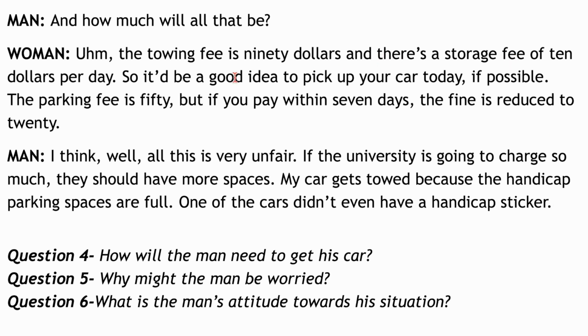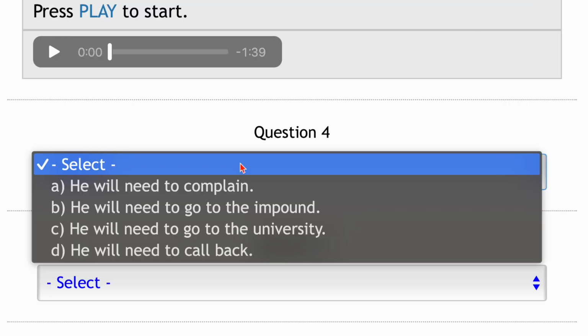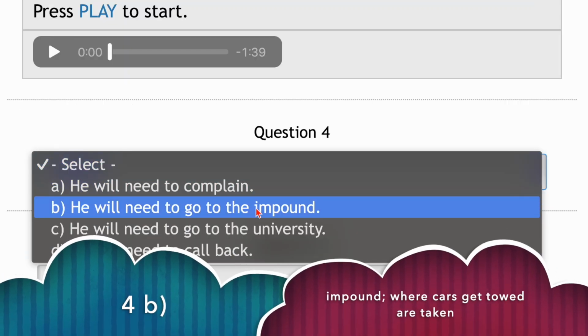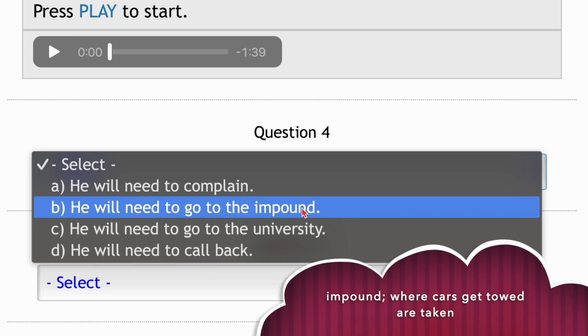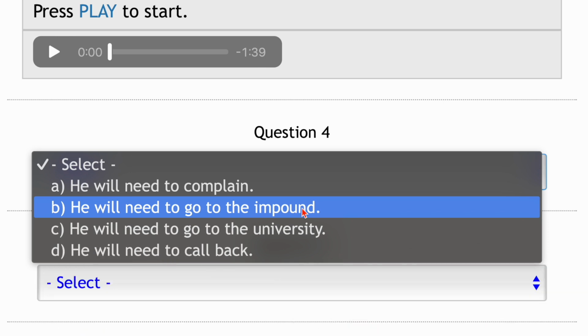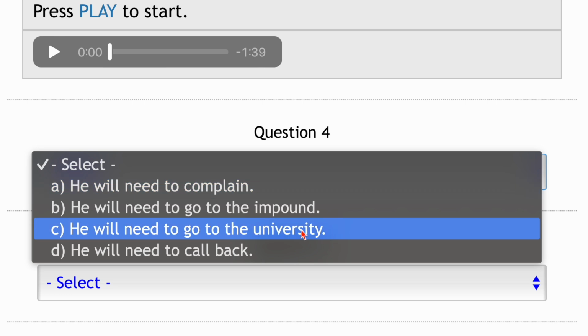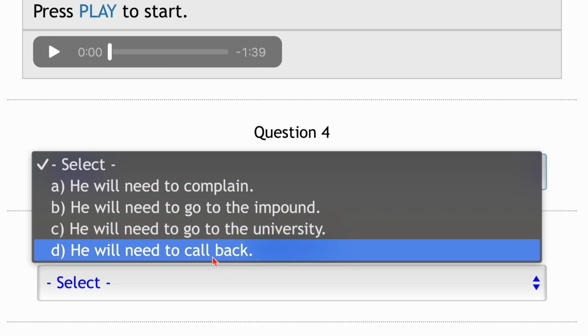Storage fee. Pick up the car today. So it looks like the car was towed to the towing garage, and that is called an impound. The impound is where the car, when they get towed, they get taken there. So not just complain, not go to the university, and not call.